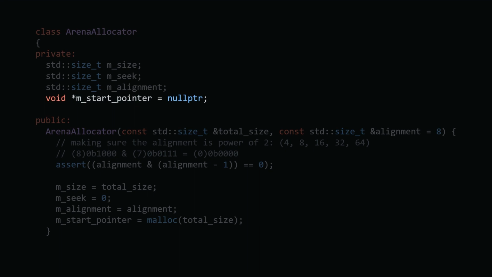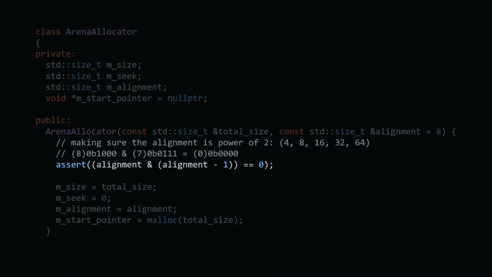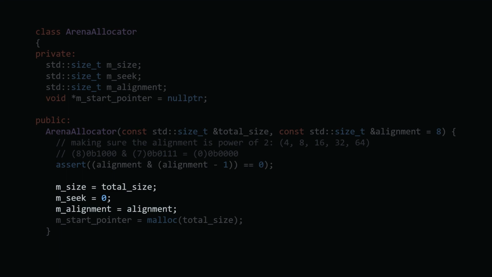We also need a start pointer, which indicates the beginning of the allocated memory. In the constructor, we assert that alignment is a power of 2. In many hardware designs, the memory retrieved by the CPU is a power of 2. To better understand this statement, you can think of the numbers 8 and 7. 8 in binary is 1000 and 7 is 0111. And if you logically AND these two numbers, the answer will always be 0, and this is correct for every power of 2. Then after initializing the class members, we allocate a chunk of memory using malloc.